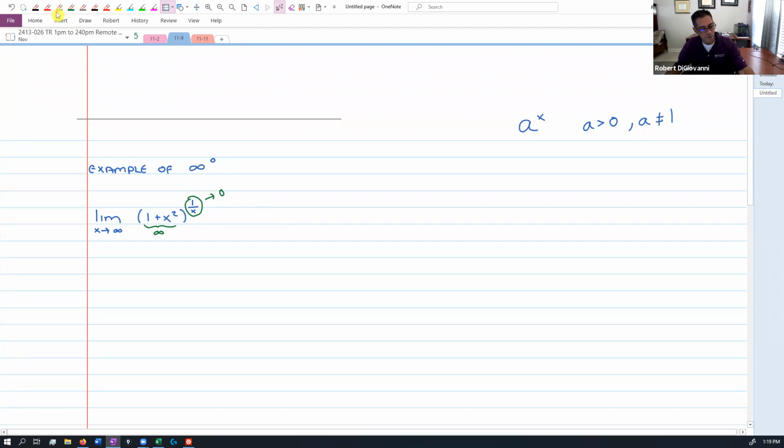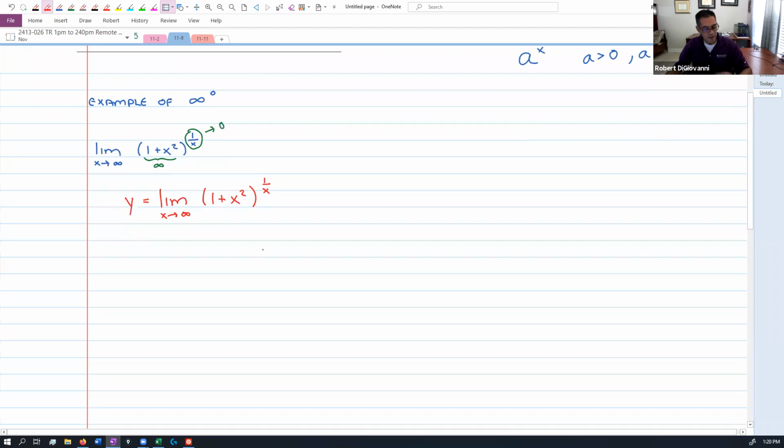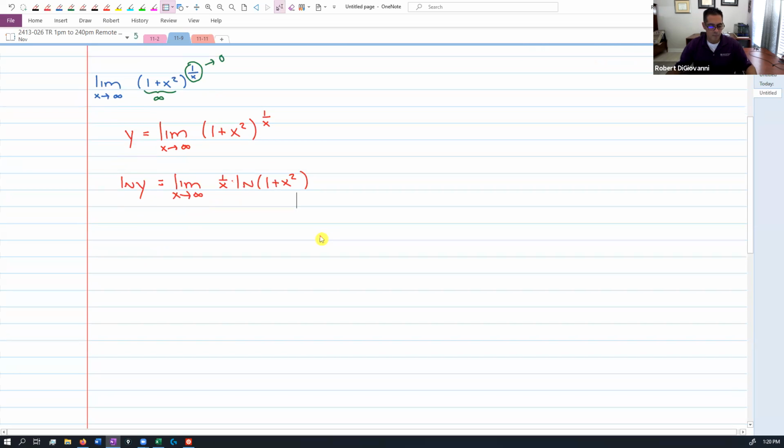So same procedure as before. We're going to call this thing y. We're trying to figure out what this is. And then we're going to take the natural log on both sides. We will pass the natural log through the limit. And I'm going to go one step ahead. I'm going to pull the 1 over x out now. And then I have to drop 1. You can confirm for yourself right now if you like. This goes to 0, and this goes to infinity. So we have 0 times infinity now.